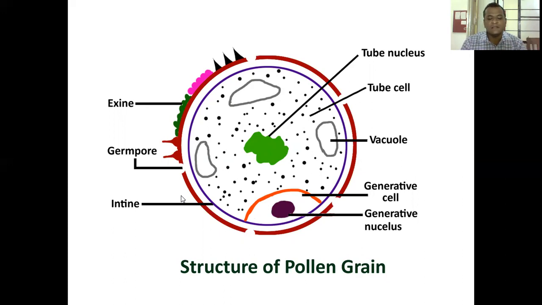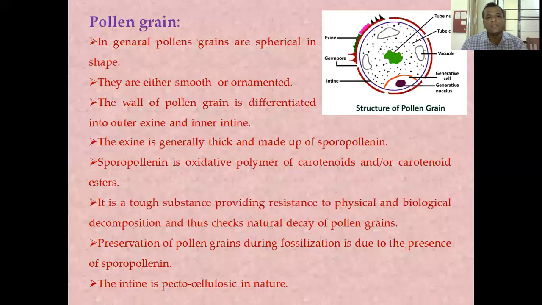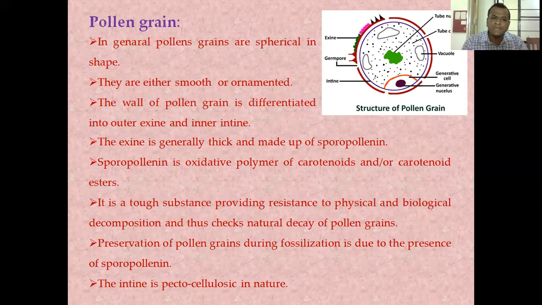in the form of the pollen tube through this germ pore. So let us discuss one by one. The pollen grains in general are spherical in shape. They are either smooth walled or ornamented. Here you can see in some species there is a smooth wall just like this, and in some species you can see this ornamentation. They are spiny, spinulose, verrucose. So many terminologies are there.